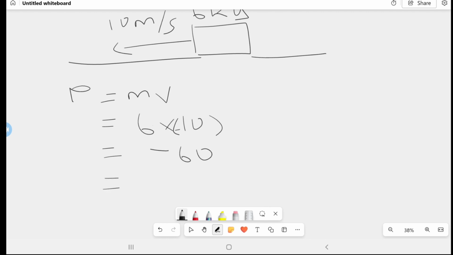But this is how you write the final answer. You don't write the final answer with a negative sign. You're going to say 60, and don't forget the SI units, kg meters per second, direction: left, because of the negative.